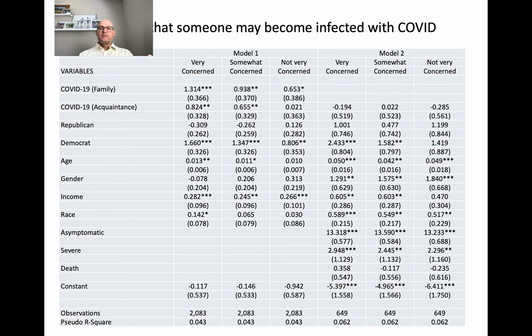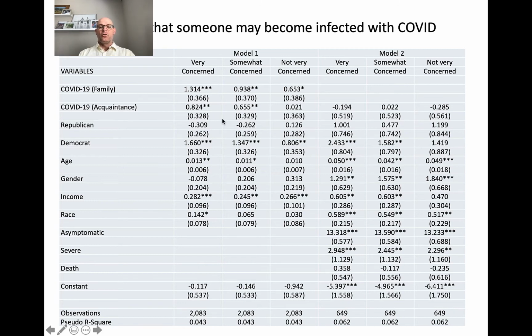So we asked them specifically whether or not they felt concerned about someone that they know could be infected with COVID. So if somebody in their family had been infected with COVID, this variable was strongly correlated with being very concerned or somewhat concerned, and even not very concerned. So the baseline here was not at all concerned. So if you had somebody who'd been infected, then your likelihood of being more concerned was higher.